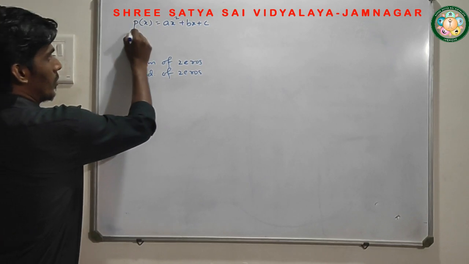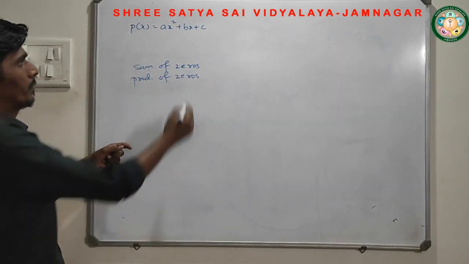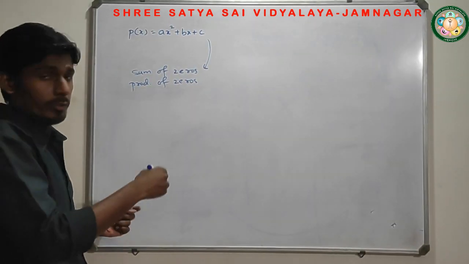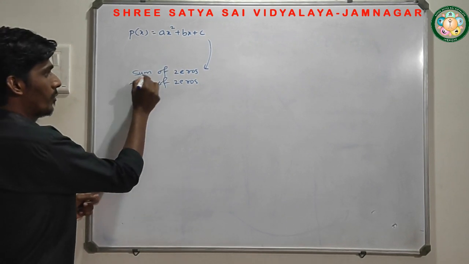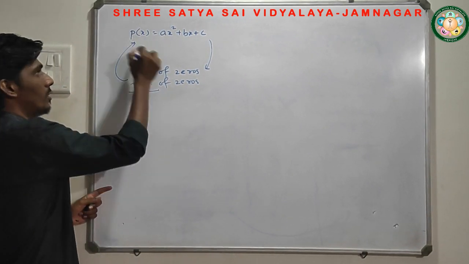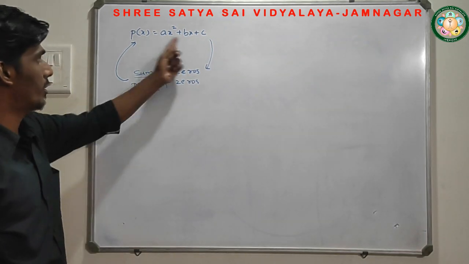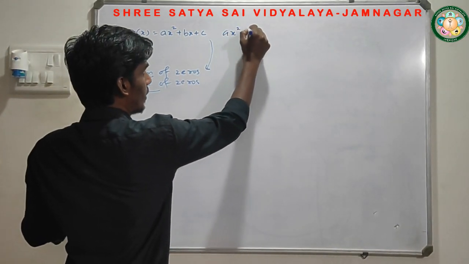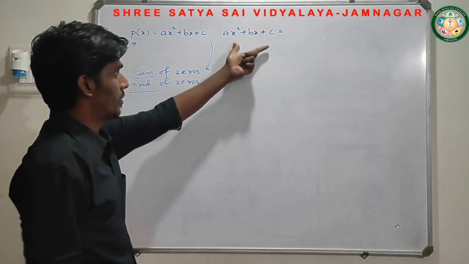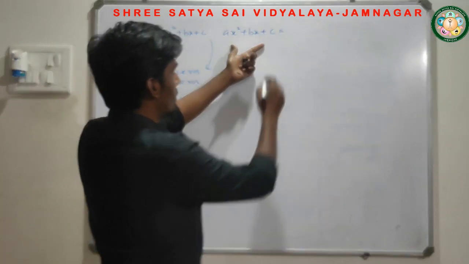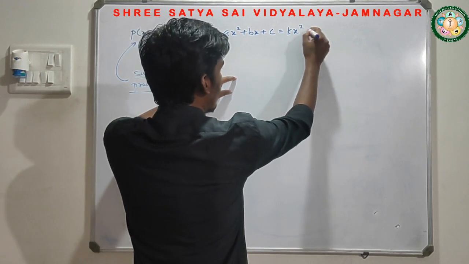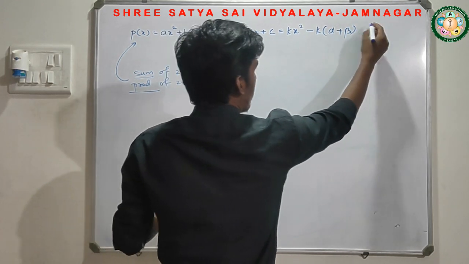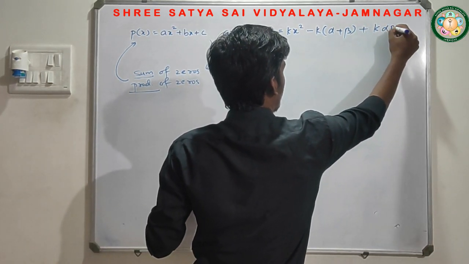Now this is a quadratic polynomial. Till now, from a quadratic polynomial we used to find sum of zeros and product of zeros. Now we have to go in reverse: from sum of zeros and product of zeros, we have to find the polynomial or quadratic equation. For this, again one formula is there. ax square plus bx plus c, the required quadratic polynomial, is kx square minus k times alpha plus beta, plus k times alpha into beta.